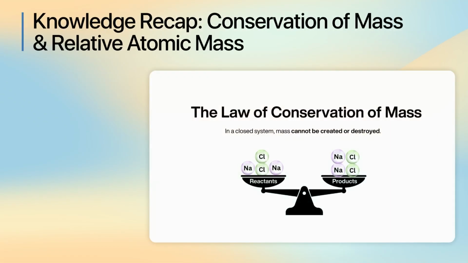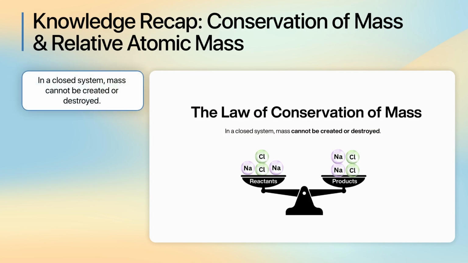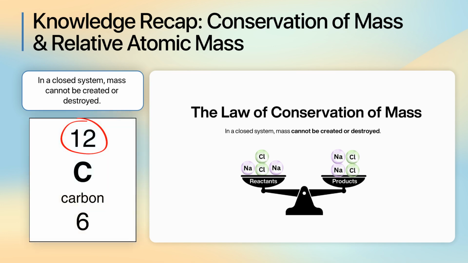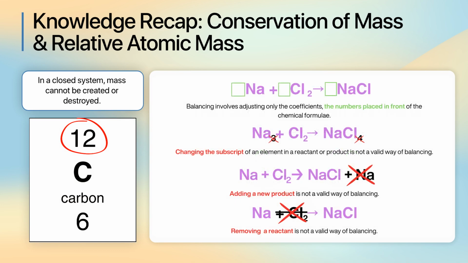So far, you have learned about the conservation of mass, which states that mass is neither created nor destroyed in a chemical reaction. You are also familiar with the concept of relative atomic mass, as well as how to balance chemical equations. Today, we will extend upon this foundation and deepen our insight into how the mass of reactants and products remains consistent in chemical reactions.